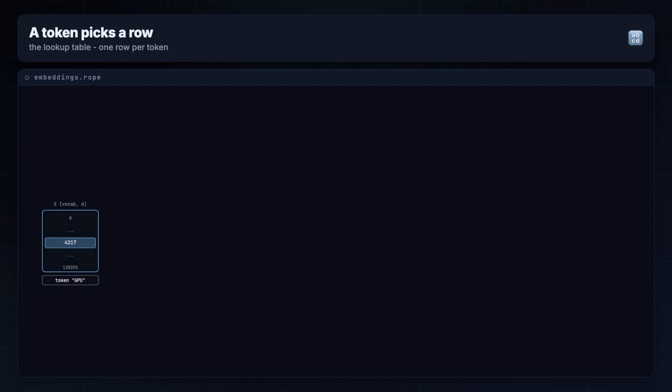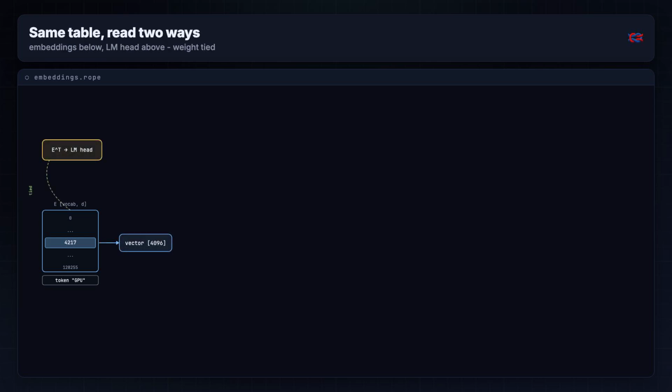Let's draw it. Bottom half, the lookup. Top, the clock. Start with one token ID landing on its row in the table. Token ID picks a row. That row is the vector that enters the stream. And up at the top of the model, watch the same table get reused, transposed, as the layer that produces word scores. One matrix, two jobs.